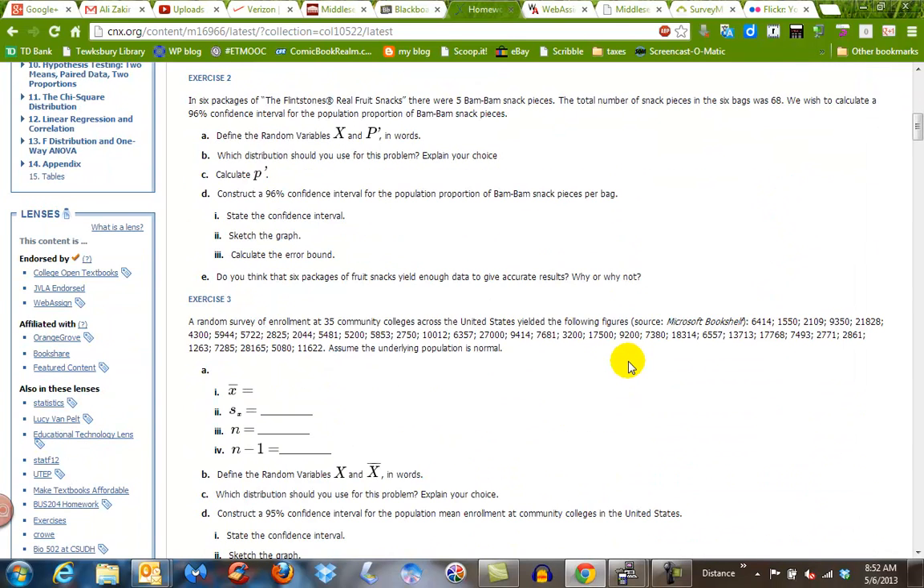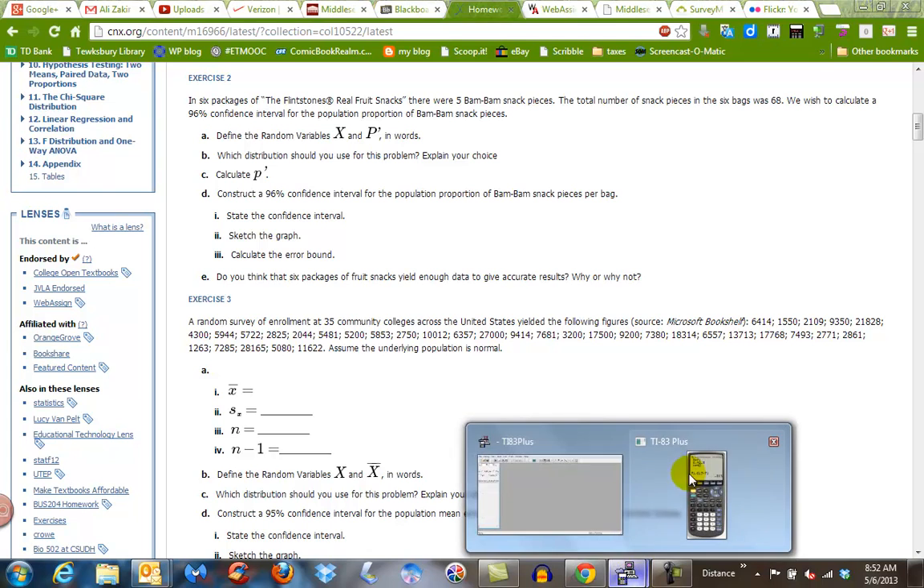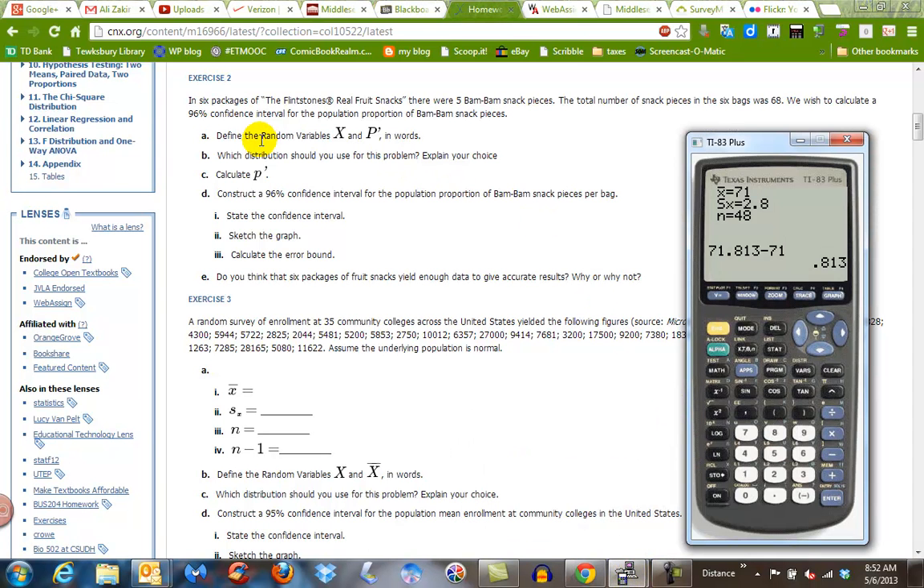Now, if we look at the next problem, we're going to do a confidence interval for proportions. We have 6 packages of Flintstones fruit snacks. There were 5 Bam Bams in the packs, and there were 68 pieces total, and they want the confidence interval of the proportion. They want a 96%, which is a weird value, I will give you that. Again, we go to stat, over to tests, and all the way down to letter A because we only have one proportion.